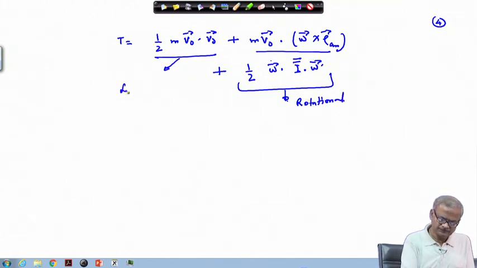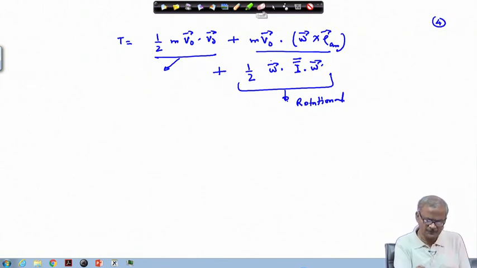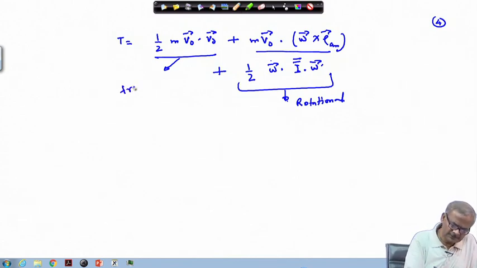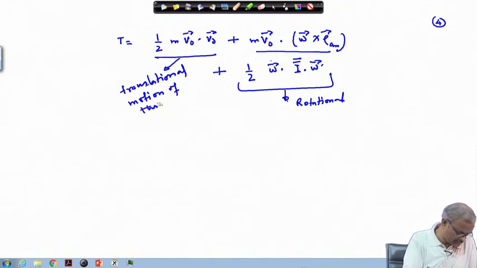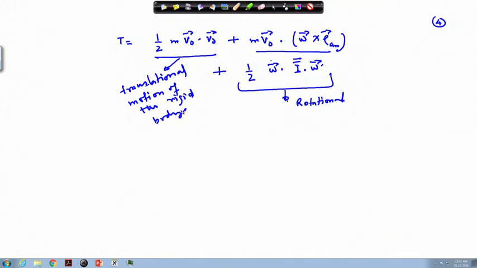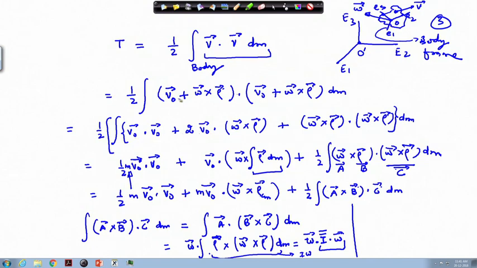This is because of the velocity or the motion, translational motion of the body. This is due to the translational motion of the rigid body, V 0 dot V 0.